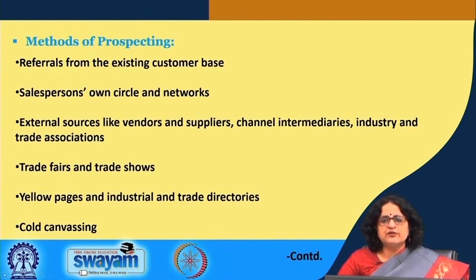Now what are the different methods of prospecting? The salespersons could refer to people in their own circle, in their own network. They could seek referrals from existing customer bases. They could also seek help from sources like vendors and suppliers and channel intermediaries, or industry and trade associations. Trade fairs and trade shows are again forums where salespersons can look for prospects or can identify prospects. The yellow pages and trade directories are again a source of prospecting.